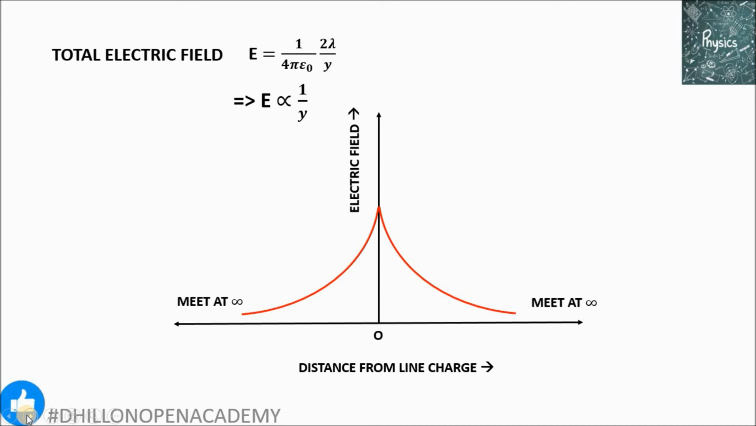Maximum field will be when the distance of the observation point from the line charge is 0, that is, when the observation point is on the line charge itself, and as the distance increases it will go on decreasing and ultimately become 0 only at infinite distance. So that was the expression of electric field due to an infinite line charge distribution. Similarly, if we are given a charge distribution of 2-dimensional or 3-dimensional nature, we can also find the electric field like in this case. Thank you.